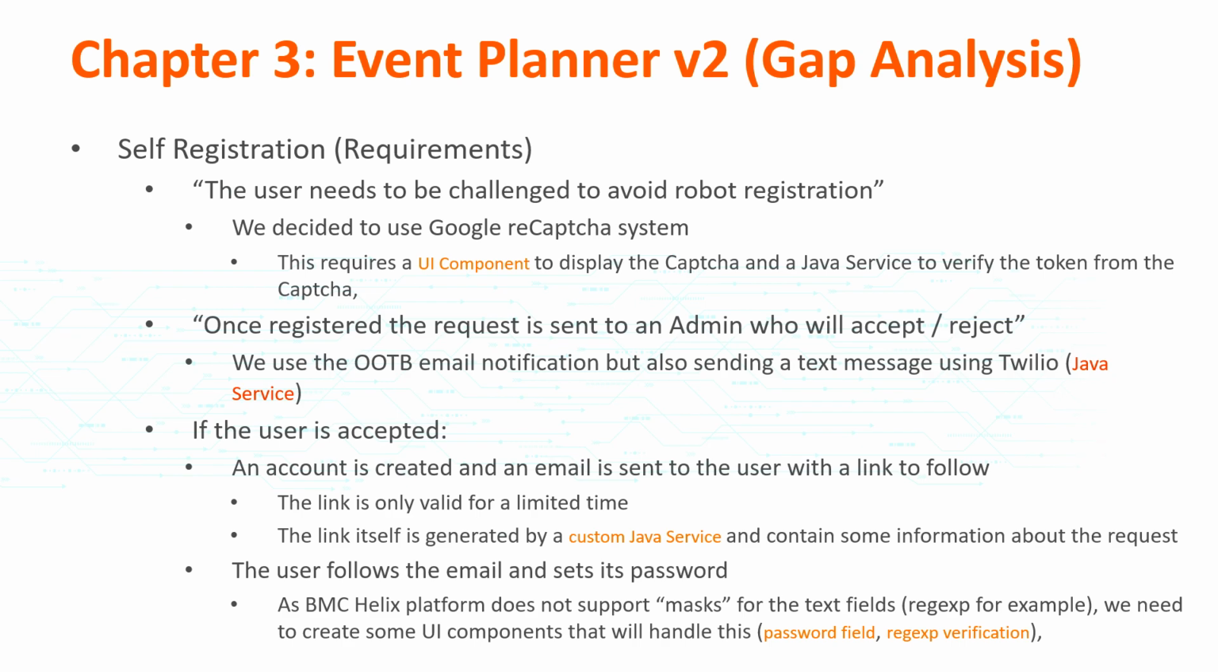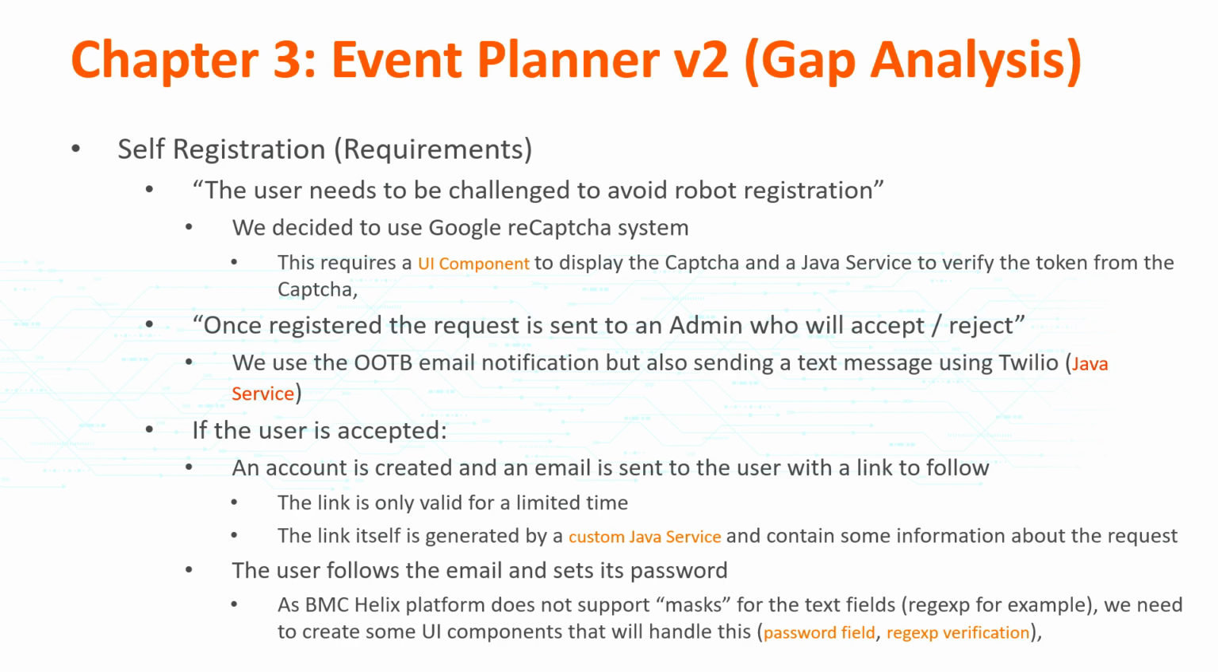So when you think about it, I showed you the self-registration, so it requires a new UI component, a custom one, to display the CAPTCHA. But because of security reasons, I want not only to check that the user checked the CAPTCHA, but that the CAPTCHA is actually correct and the user did not try to cheat, for example by customizing JavaScript. So Google allows you to verify that the token returned by the CAPTCHA is actually correct, for example, that it has not been used before, or that it's actually valid. So I created a custom Java service to verify the token.